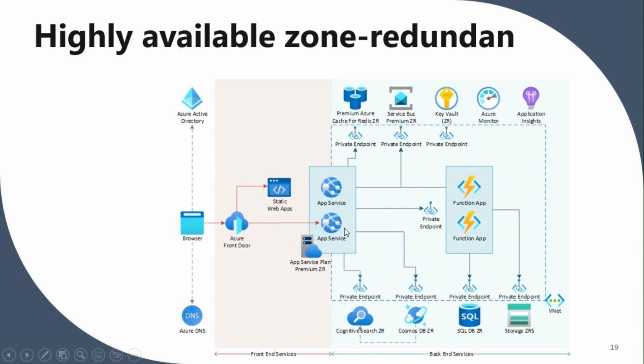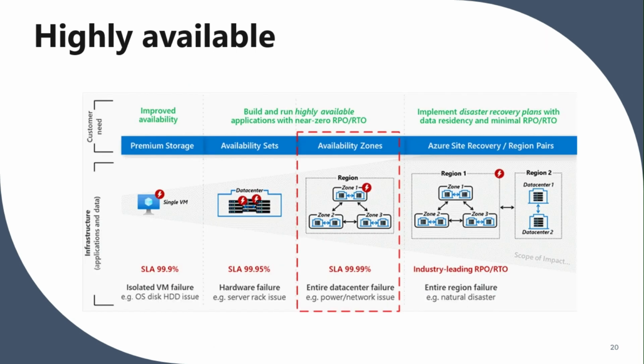In case your application goes down in one of the zones, you can still access the application from the other availability zones. So this architecture is a high-level representation of how you can design a highly available application using the zone redundant option. Now let's see the second option.